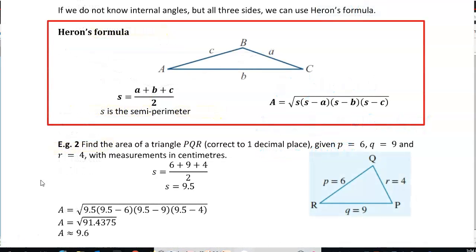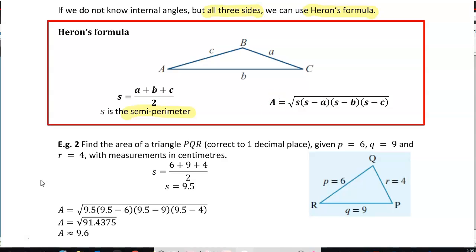Now, sometimes we don't know any of the internal angles, but we do know the lengths of all three sides. And this is when we use Heron's formula. You might remember this from year 10, maybe year 9. So we know all three sides. Now to do this, we've got to do two calculations. We've got to find something called the semi-perimeter. I don't know where the name came from either, but it's all three sides added together divided by 2.